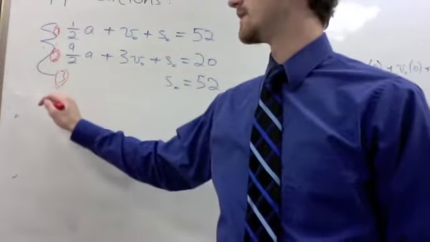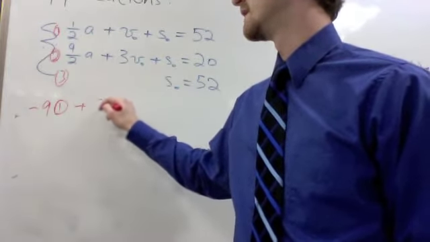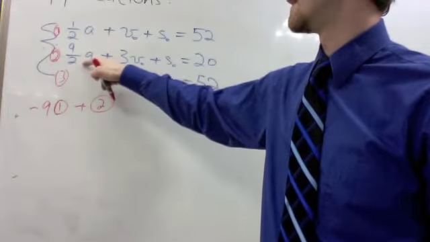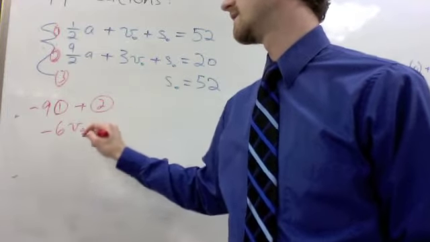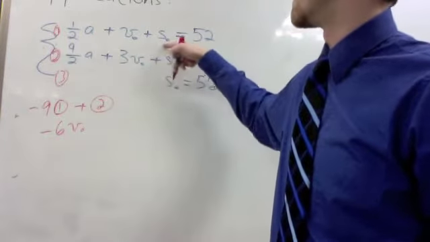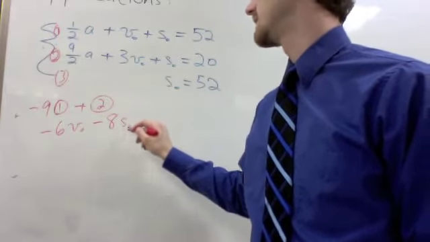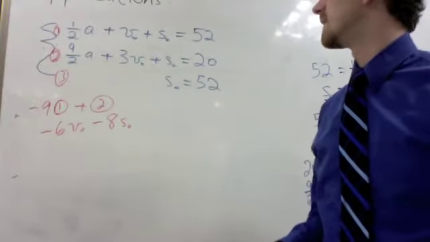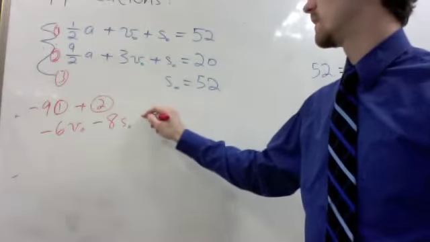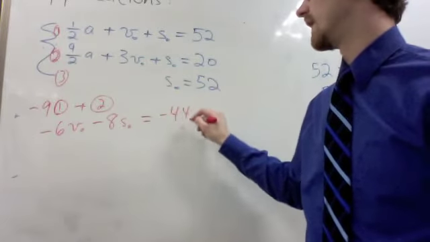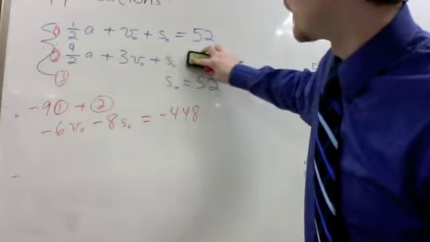To get rid of a, we can just take -9 times equation 1 plus equation 2. A's cancel out. -9v plus 3v gets us -6v, v naught. -9s plus s gets us -8 s naught. -9 times 52 is -468 plus 20 is -448. So now that's our second equation in proper row echelon form.